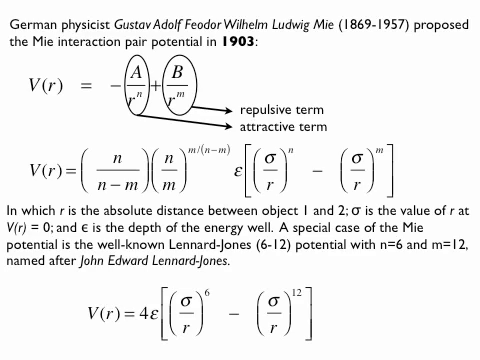Now, one that you might know, which is a special case of the Mie potential and is used a lot for molecular interactions, is the Lennard-Jones potential. John Edward Lennard-Jones came up with the Lennard-Jones 12-6 potential. That one is depicted there at the bottom. So you basically have a repulsive term that scales as r to the power 12, and the attractive one is to the power 6.